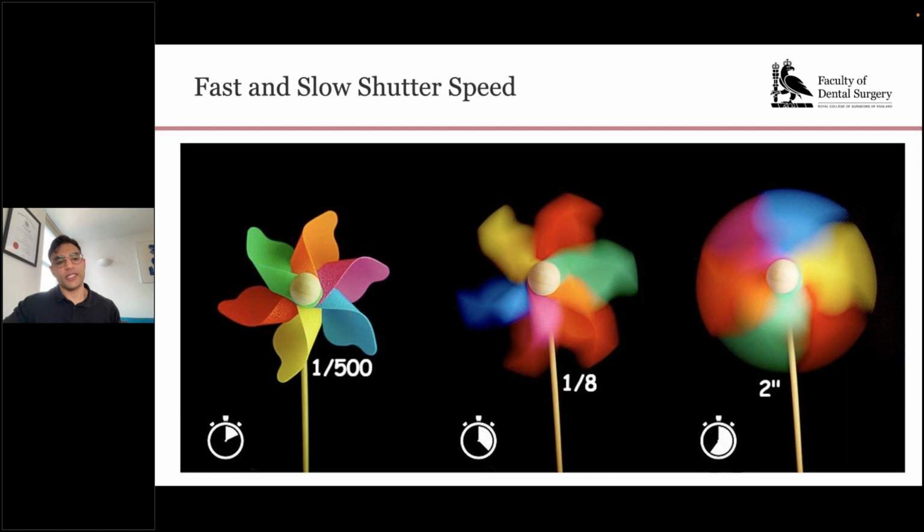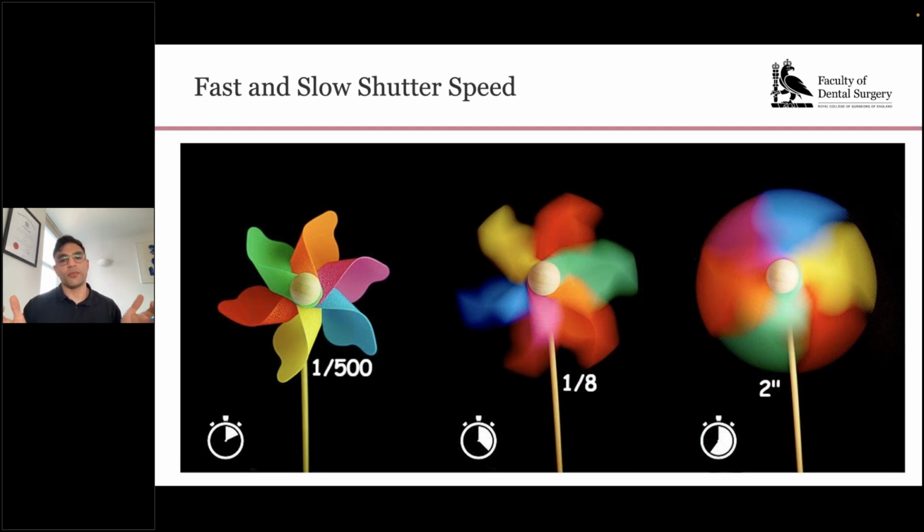Now, shutter speed. Here a very quick shutter speed, 1/500th of a second, has frozen that windmill in time as it's been spinning, and a 2-second shutter speed has given this blur effect, the motion blur. And you might think, well, the patients don't move around, do they? And we don't take photographs of them biting together or eating. So why does the shutter speed matter?